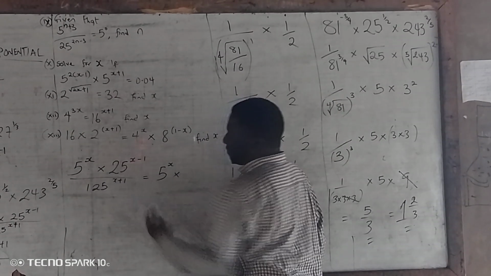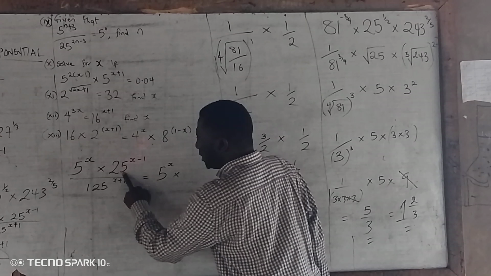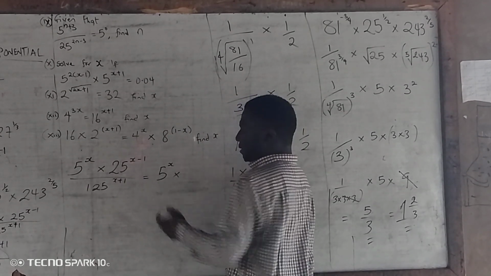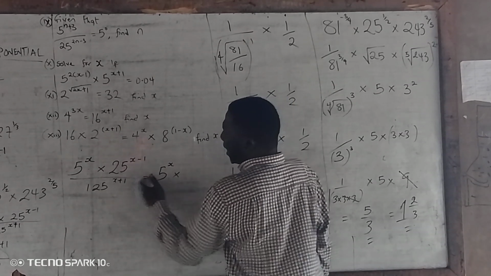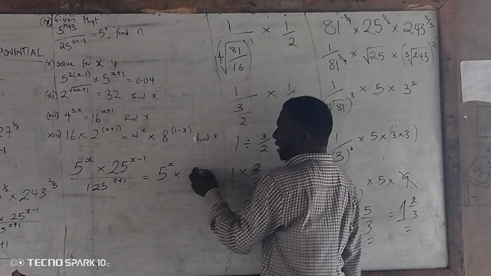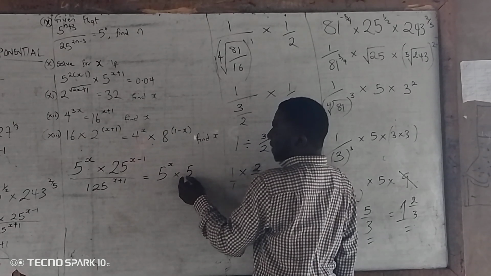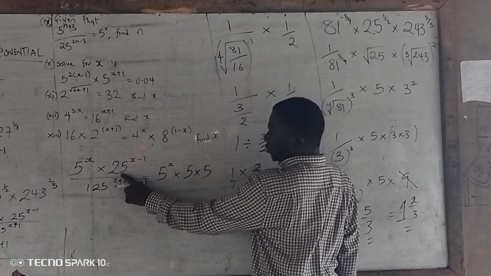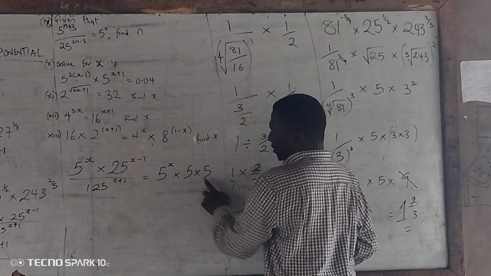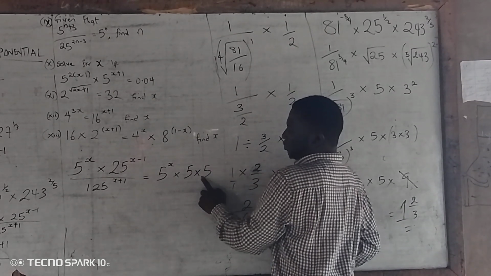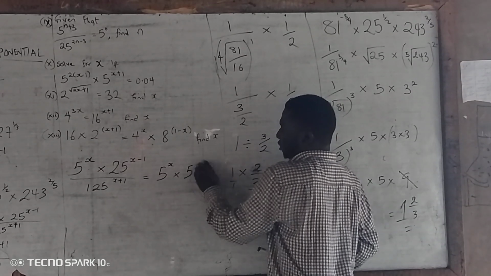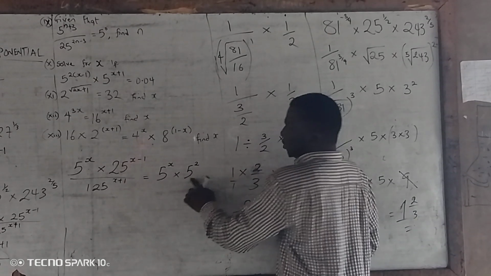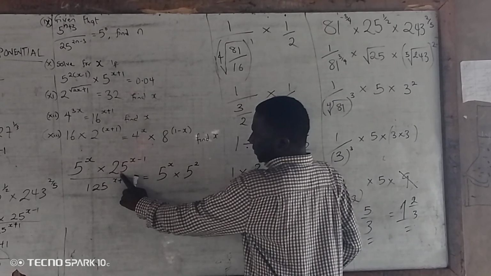You have 5 here, you have 25 here. There are different bases. So we need to check if there is a way to reduce 25 to something like 5 also. Yeah, there is a way. How can we reduce 25 to 5? 25 is the same thing as 5 times 5. Because 5 in 2 places gives us 25, I will turn it to 5 raised to power 2. So that 2 will be the power of 5.